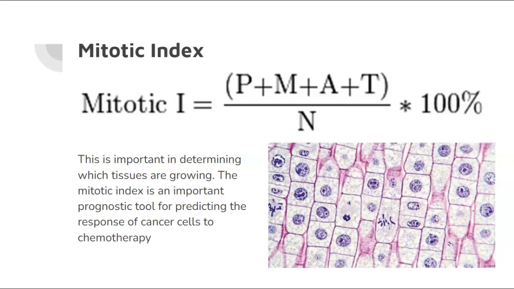It's a great way to predict the response of cancer cells to chemotherapy. If you are going through chemotherapy and you have still a really high mitotic index, that means that the cells are not responding to the chemotherapy, meaning that they're still replicating at quite a high number, even though chemotherapy should be preventing that growth from happening, ideally. Really important. We will practice this, don't you worry.